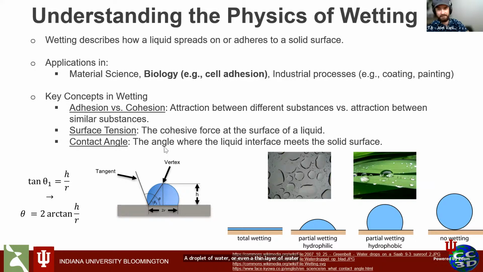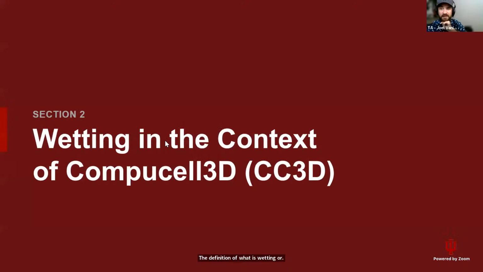So the important thing that we're going to see here is how these surface tensions work. Here is shown this angle, which is calculated by the height and the arctangent of the contact area versus the height. And we're going to see how that influences the definition of what is wetting or no wetting happening in the simulation especially. So, wetting in the context of CompuCell.